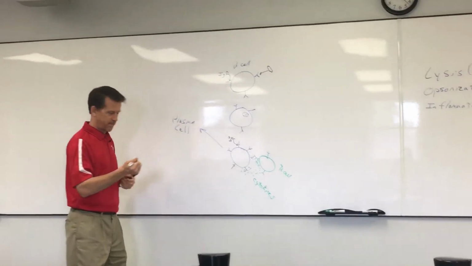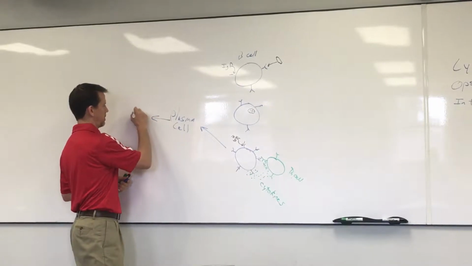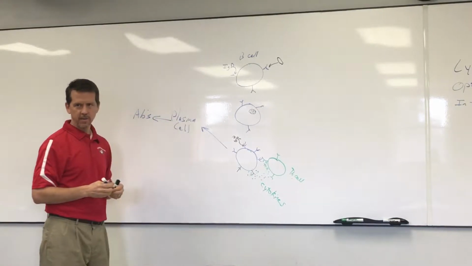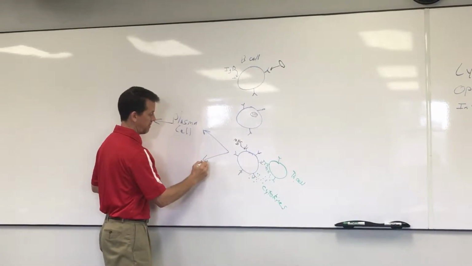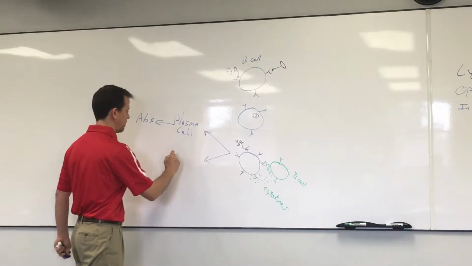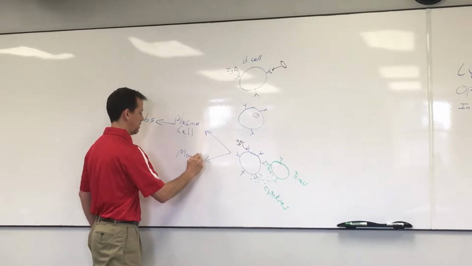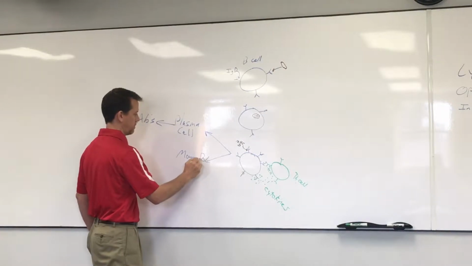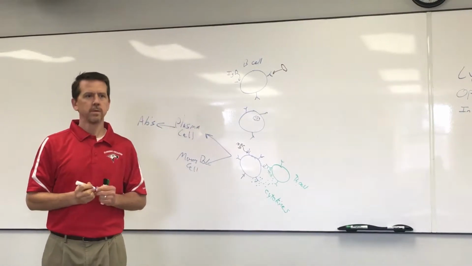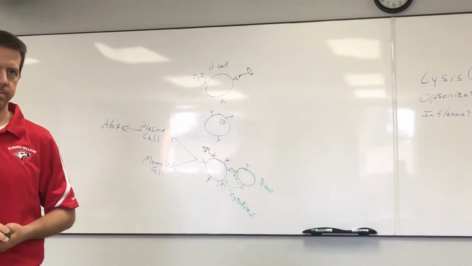It secretes antibodies. Right, good. Plasma cells make antibodies. Or this B cell might become a memory B cell. That's B cell activation. Cool?